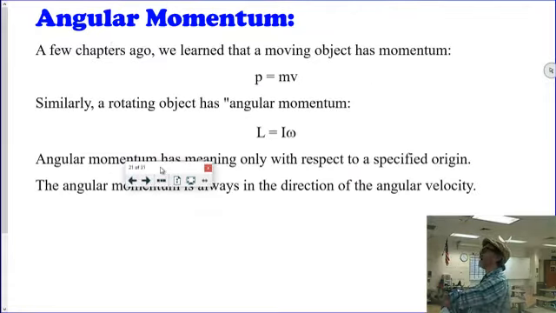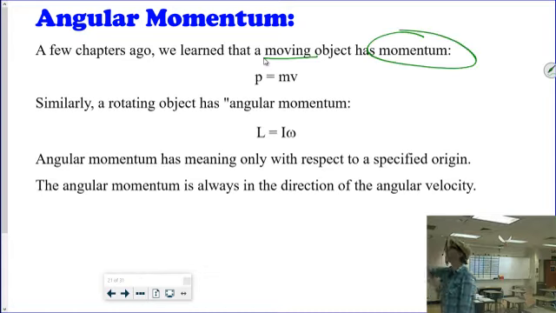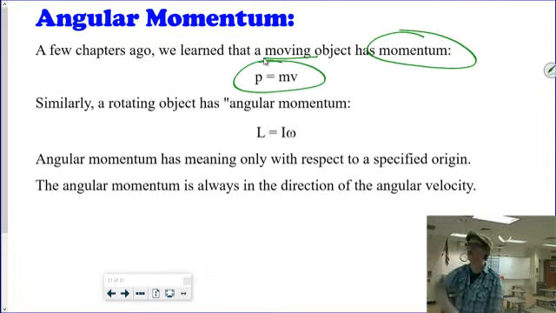All right, so angular momentum. A few chapters ago we learned that if an object is moving, it has what we call momentum. The momentum of an object is equal to its mass times its velocity. It's a measure of how much motion we have. The velocity is how fast it's going, and the mass is how much we have. Similarly, if you have a rotating object, that has what we call angular momentum.